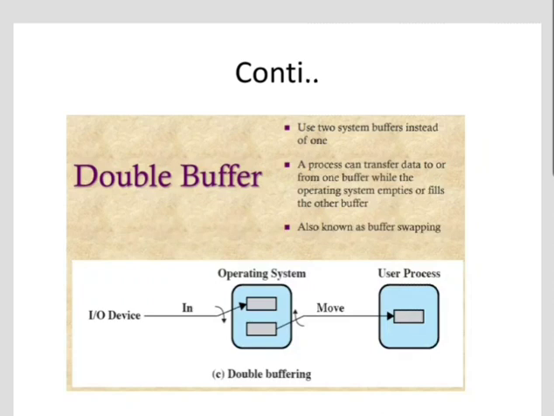So in double buffer, it uses two system buffers instead of one, and a process can transfer the data to or from one buffer while the operating system empties or fills the other. Here the diagram is drawn for the double buffering.